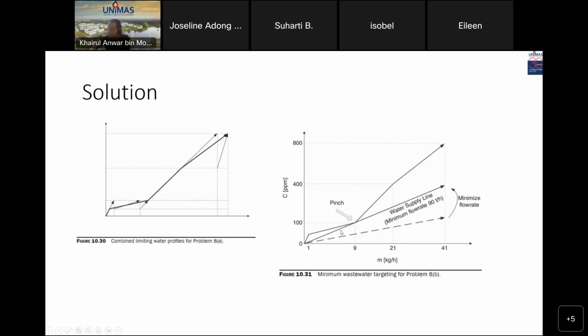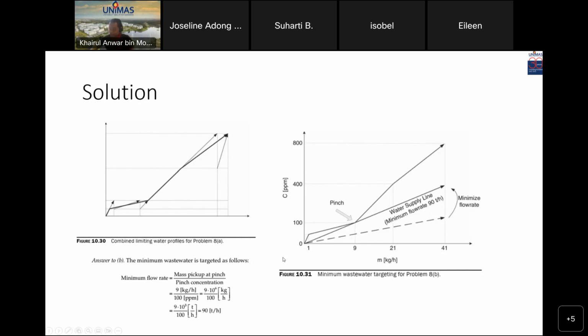Then you plot one line, the water supply line, from the origin and tangent to the pinch. Therefore, this is your pinch point.